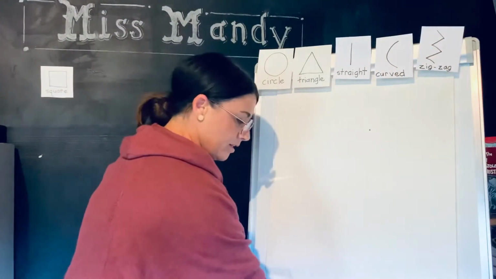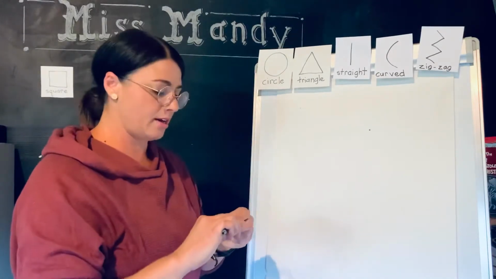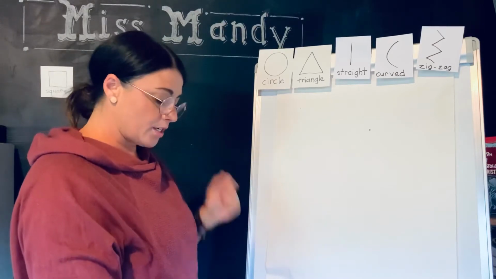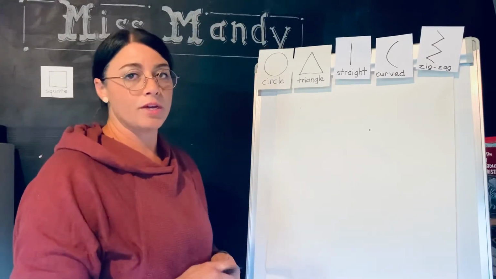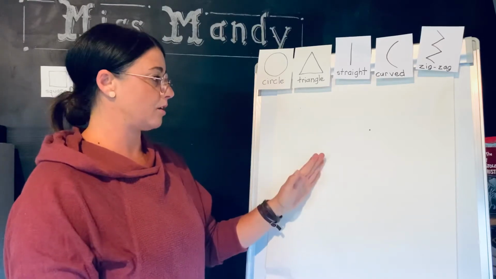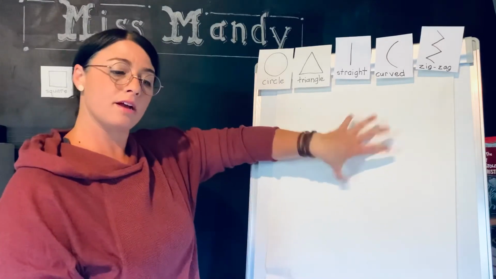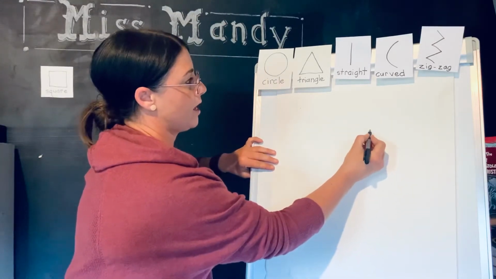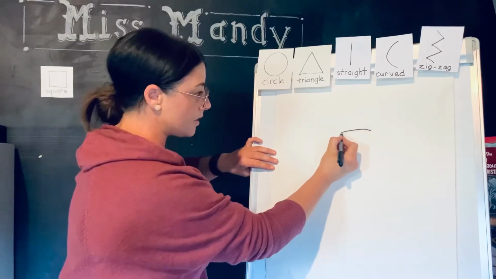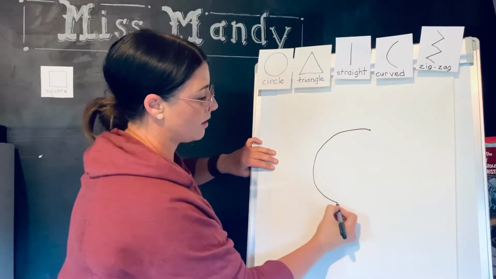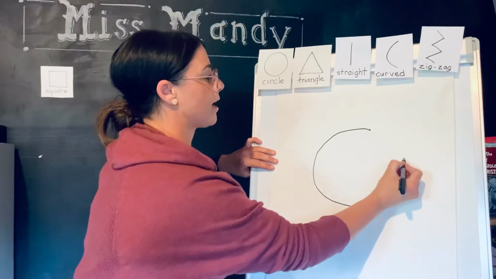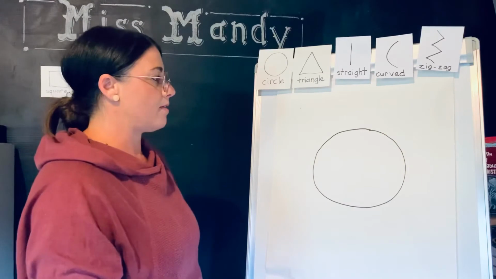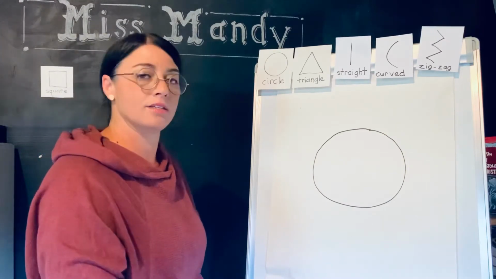So we're going to start with our outline. So we need our black marker. And we're going to start the same way that we started the apple last week, with one big circle in the middle of your paper. So I'm going to start right here in the middle. I'm going to do a curved line all the way back to where I started. And that makes a circle shape.